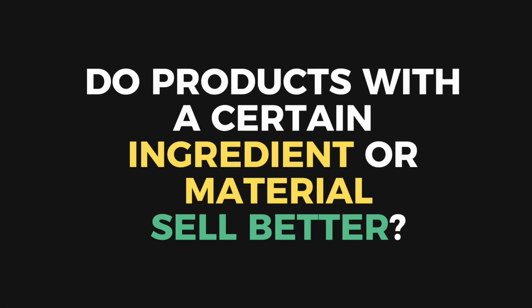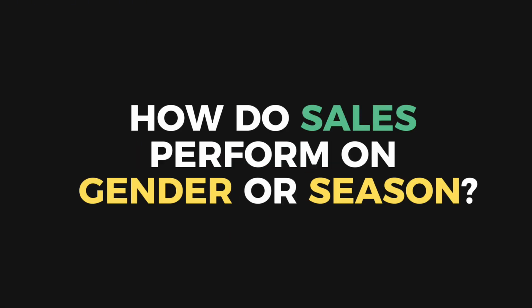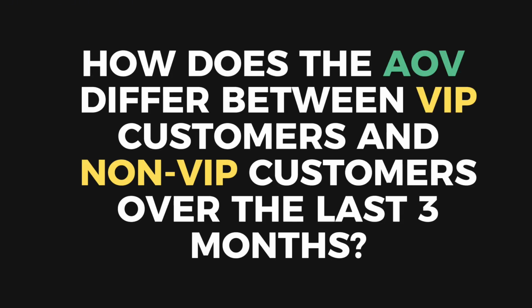The great thing here is you can now completely customize and build reports however you like on whichever metafields you've got available. So from a conversion rate optimization point of view, this is great because we can now test and analyze and ask questions like, do products with a certain ingredient or material sell better? How do sales perform on gender or season? Or even, how does the AOV differ between VIP customers and non-VIP customers over the last 3 months? This turns metafields from a nice to have into strategic levers.